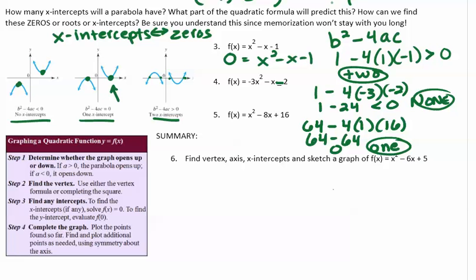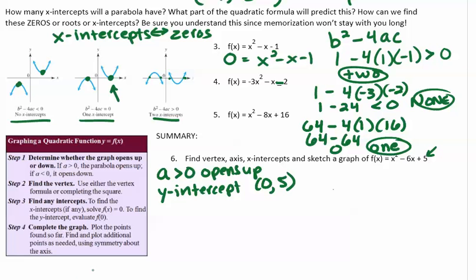Let's put this all together then in number 6 and see everything that we know. When we look at this parabola in 6, the easiest thing to see is that a is greater than 0, so it opens up. It has a value of 1, so it is neither narrower nor wider. It's the same shape. An easy value to see here is that if x is 0, y is 5. So our y-intercept is always easy to see because we let x be equal to 0. We get 5.